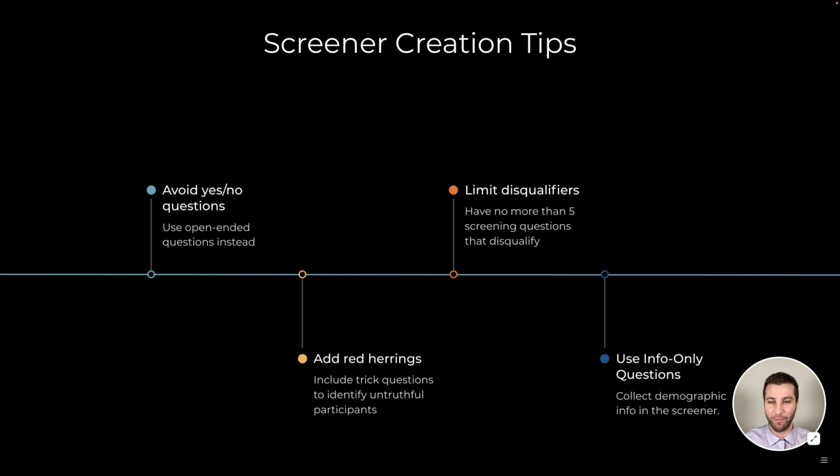Here's an example. Let's say we want someone who shops often online. We do not want to ask them, do you shop, let's say, 5 times a week, or do you shop often online, yes or no? Try to avoid that. What we want to do is give them options and have the right choice be the one that qualifies.